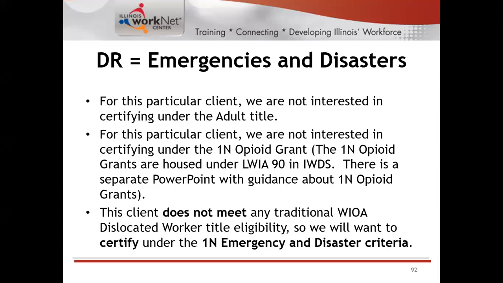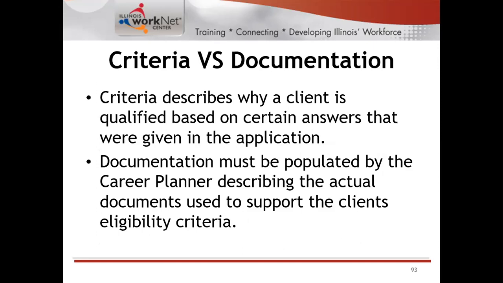That's when we need to look at our documentation for those. This particular client, again, we're not interested in certifying under the adult title. We're not interested in certifying under the opioid title because, again, those grants are housed under LWIA 90. The client does not meet any traditional dislocated worker. If they did meet traditional dislocated worker, that's where he or she should be certified, but she does not meet that eligibility. So we have criteria and documentation.